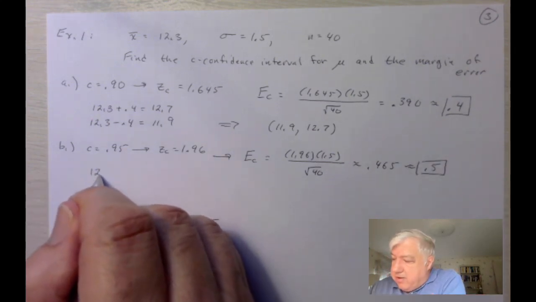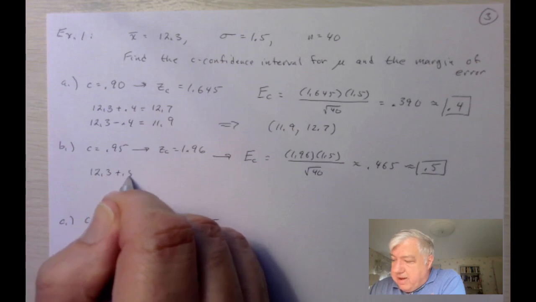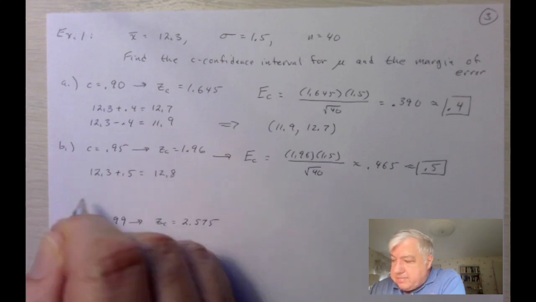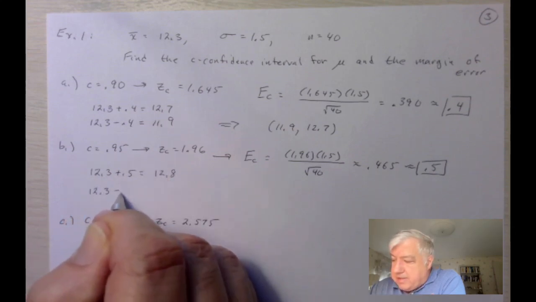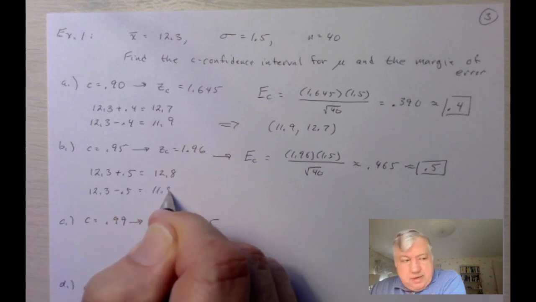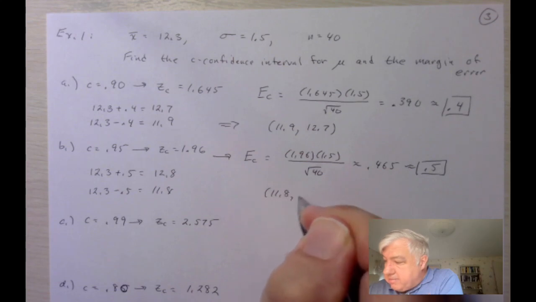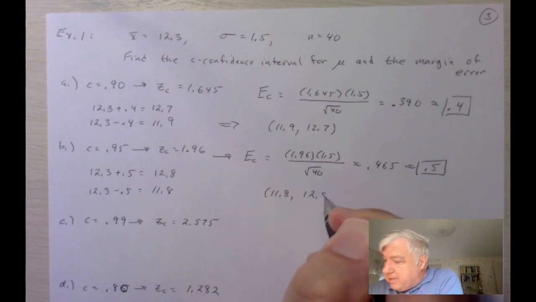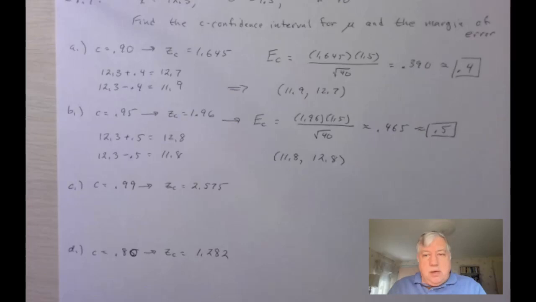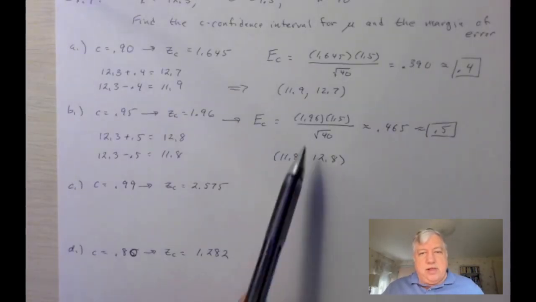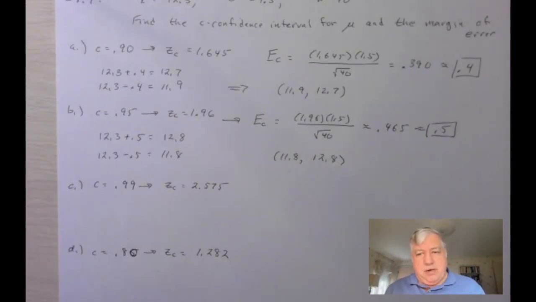We take 12.3 plus 0.5 is 12.8. 12.3 minus 0.5 would be 11.8. And so our confidence interval would be 11.8 to 12.8. Now notice that this interval is slightly wider than this one, and that's because if you want to have a bigger confidence level, you need a wider interval.